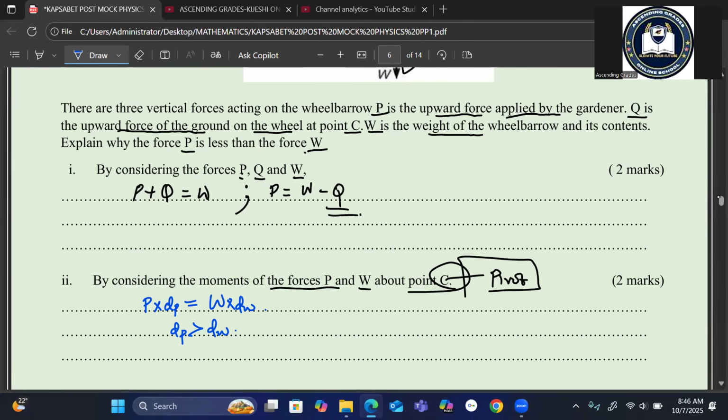So if we make P the subject of the formula, then P will be given by W times dW over dP. Therefore, this implies that P is less than W. That's why, because it is having a longer perpendicular distance to balance W, that automatically gives it the mandate to be small or to be less than W.